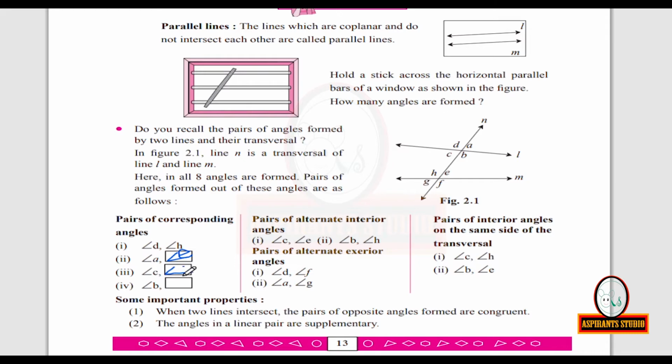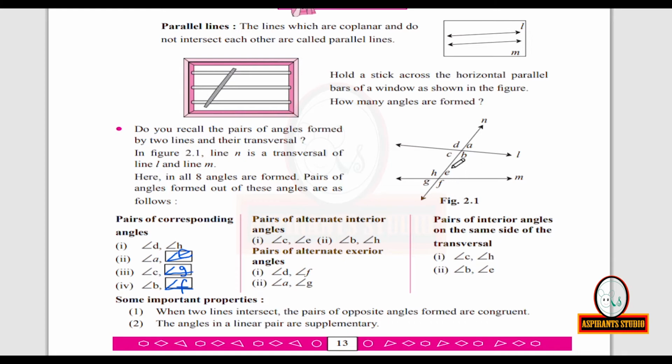Now, pairs of corresponding angles. We can see the four pairs of corresponding angles. Angle D and angle H are corresponding angles. Angle A and angle E are corresponding angles. Angle D and angle H, angle A and angle E, angle C and angle G, angle B and angle F. There are four pairs of corresponding angles.